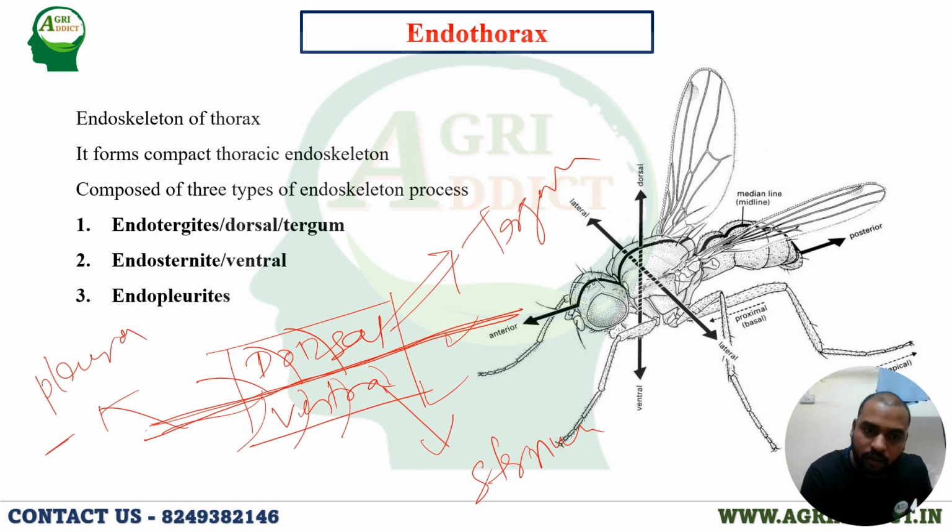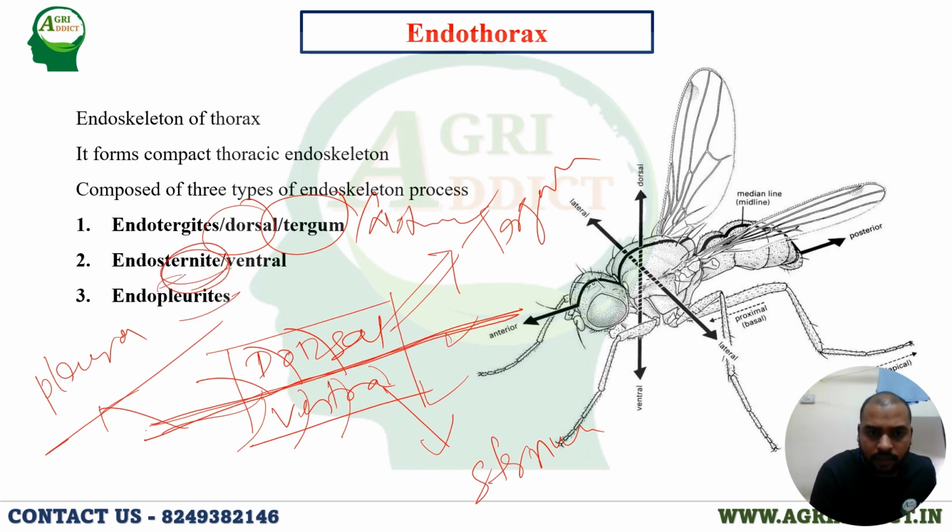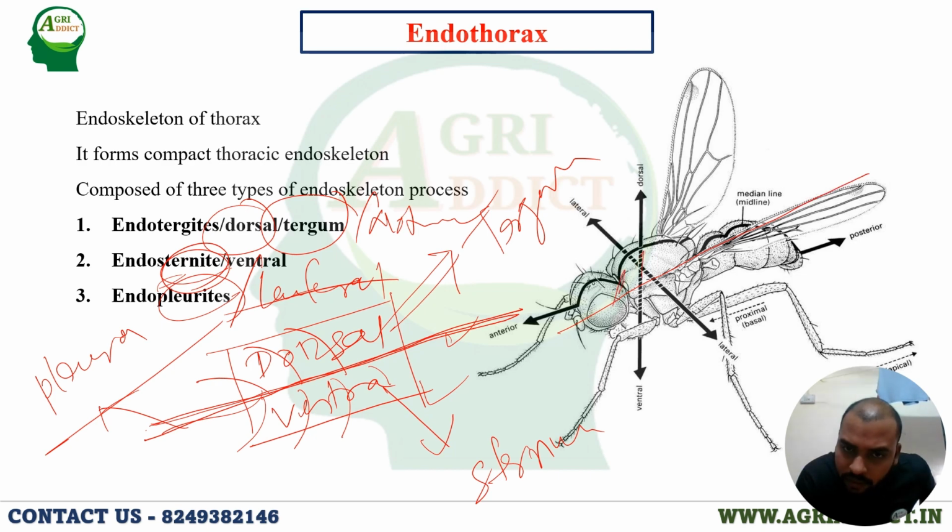So you have to remember: the dorsal means tergum or notum also. The ventral means sternite, and the lateral is called pleurites. If this is the insect, this upper part is called dorsal, this lower part is called ventral, and this lateral part is called pleural.